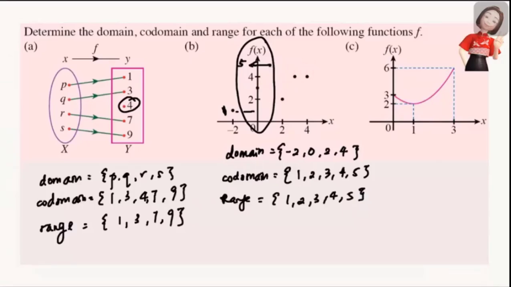Okay. So how about number C? Macam mana dengan C? Ini gambar, graf ni dia selanjar ataupun continuous. Okay. So you can look at the first one. You can see 1 is 2 here.